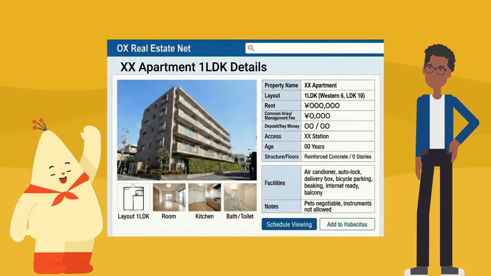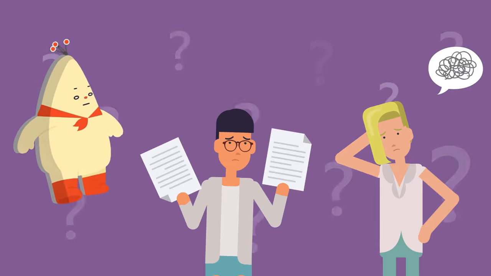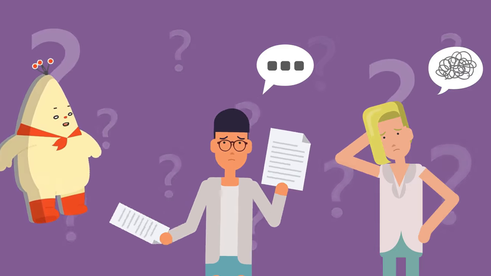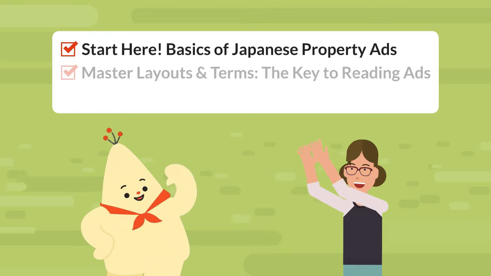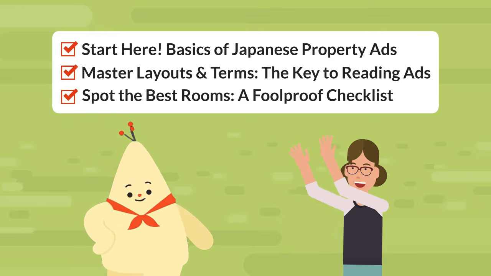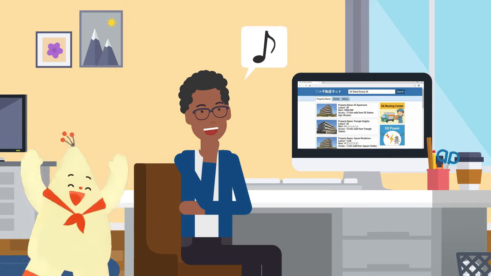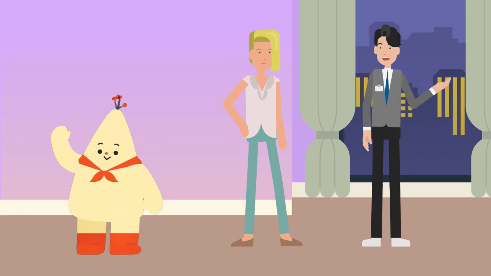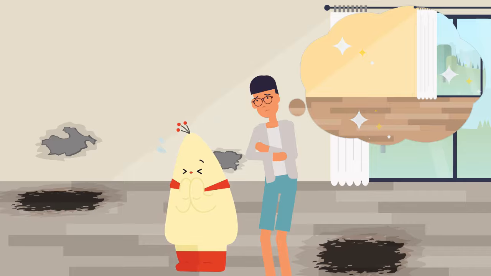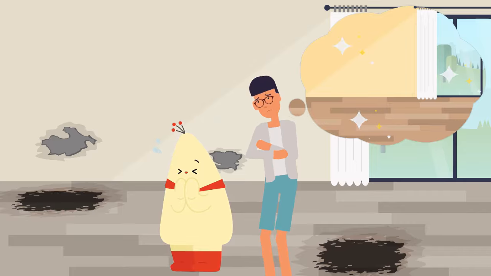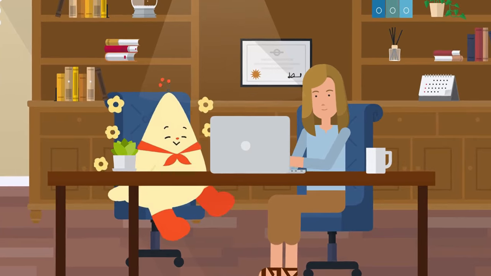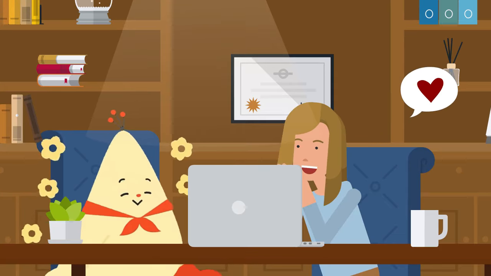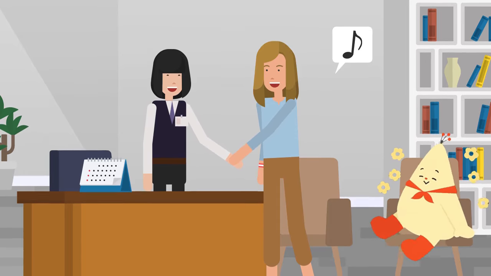Japanese real estate ads are well regulated, but they also include many expressions that can be confusing if you're not familiar with them. However, once you understand the key points we covered today, everything becomes much easier. You'll be able to read ads more accurately, avoid unnecessary property visits, and reduce the risk of being misled. So, before you begin your new life in Japan, make sure you master this skill. It will make your search faster, smoother, and far less stressful.